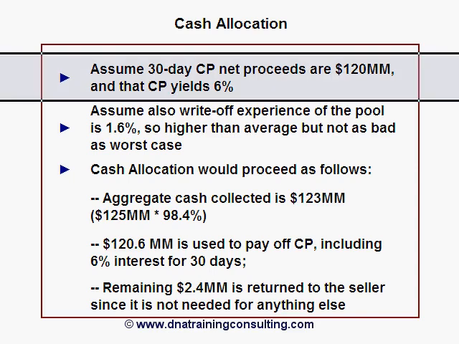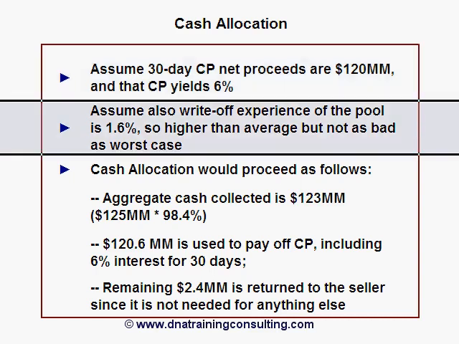Assume the SPV has promised a 6% annualized yield on the 30-day commercial paper it has issued, and that it has therefore netted proceeds from the issuance of $120 million, which it passes on to the company in return for acquiring the pool of receivables. Assume also that the pool experiences a write-off rate of 1.6%, i.e. worse than average, but still not as bad as the worst-case precedent.